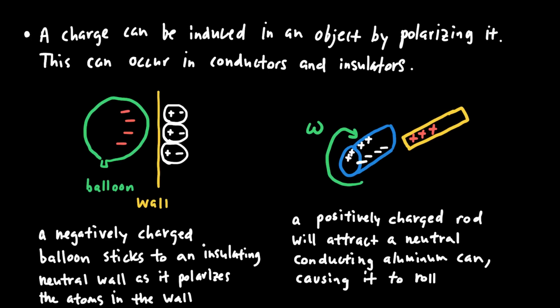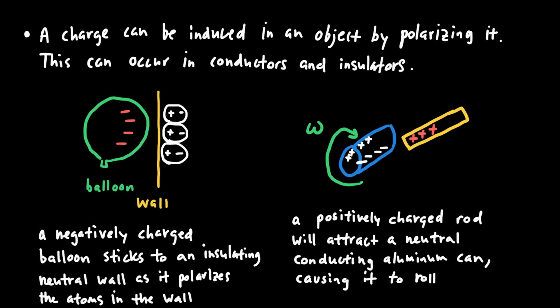So we just talked a little bit about how if I take two objects and I rub them together, then electrons can be transferred between those two objects by physical contact. But I can also induce a charge in an object without having to rub them against one another, and we do so because of polarization effects. And this can occur in both conductors and insulators, so I have two examples.